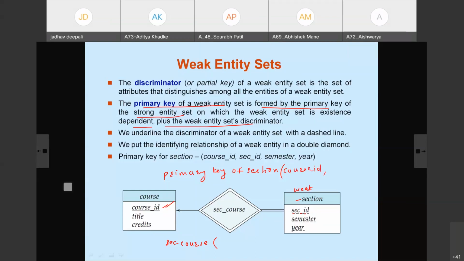What are the discriminators of the weak entity? Section ID, semester and year. So all these four together become the primary key of section. What is the primary key of section? The primary key of the strong entity set on which it depends and its own discriminators. So all these together become the primary key of the section entity set. That is given here, primary key of section.